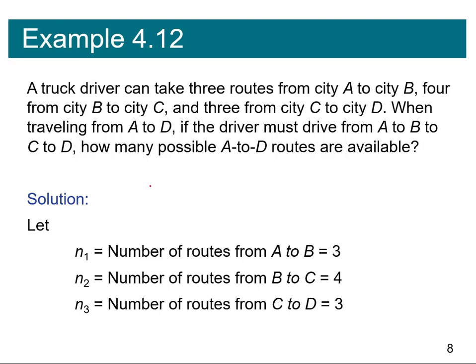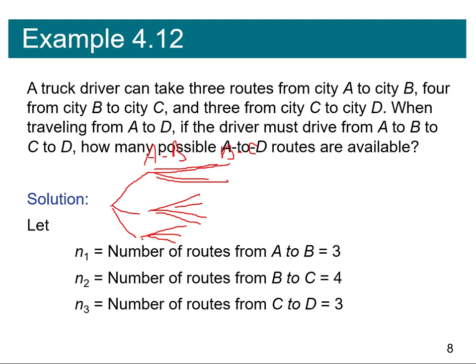So going from A to B, they can take 3 routes from A to B, so there's these 3 here, and then 4 routes from B to C. So there are 4 ways to go from B to C if you go this way, and there are 4 ways if you went from B that way, and so on. So there are 3 sets of 4, and then 3 from C to D, so that's another 3 for each one of these. So it's going to be 3 times 4 times 3.